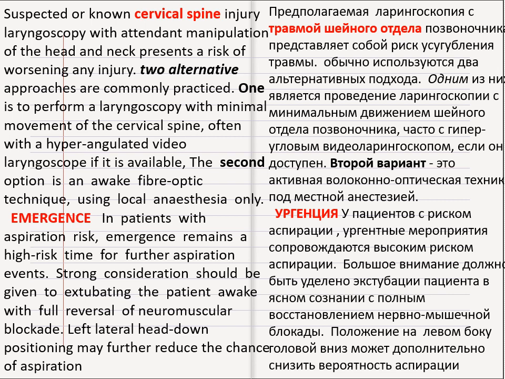In suspected or known cervical spine injury, laryngoscopy with attendant manipulation of the head and neck presents a risk of worsening an injury. Two alternative approaches are commonly practiced. One is to perform laryngoscopy with minimal movement of the cervical spine, often with a hyperangulated laryngoscope if it's available. The second option is awake fibreoptic techniques using local anesthesia only.